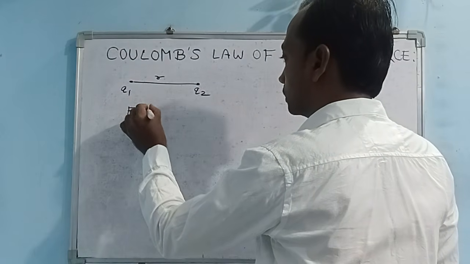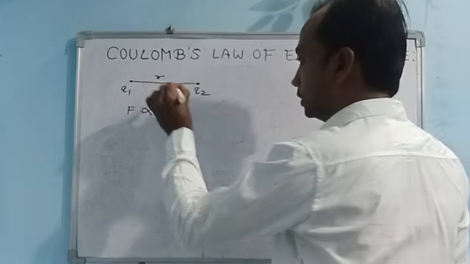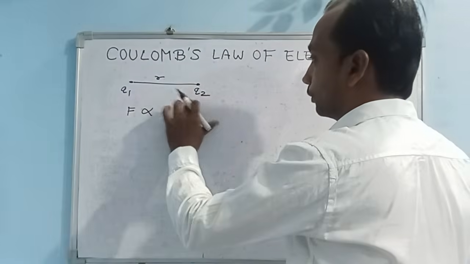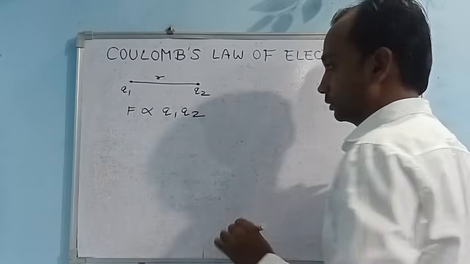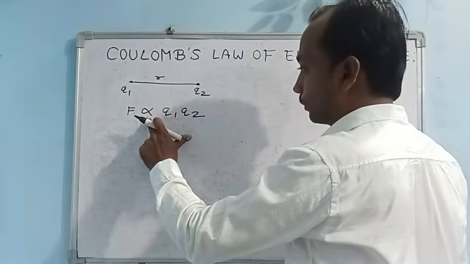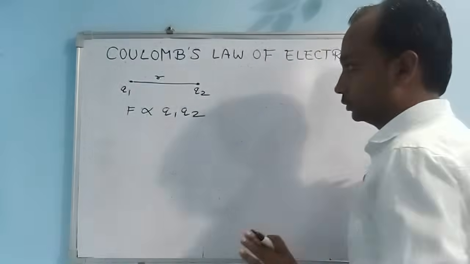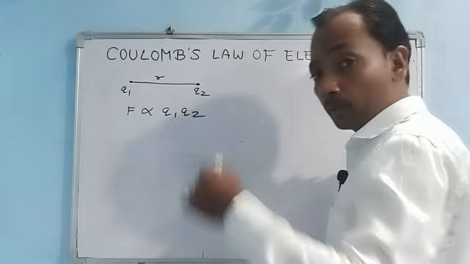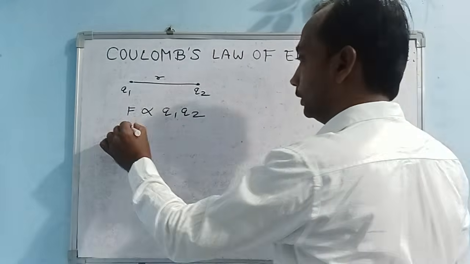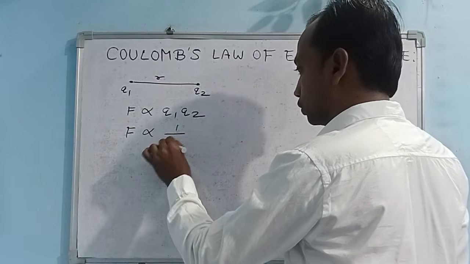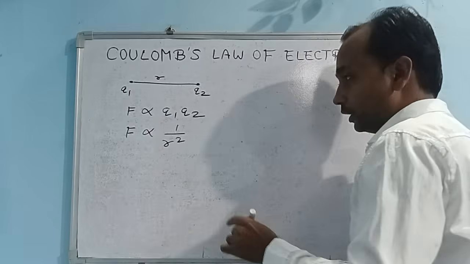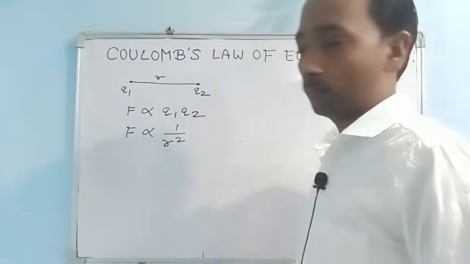the force of repulsion is directly proportional to the product of magnitude of these two charges. Then we can write F is proportional to Q1 into Q2, and inversely proportional to the square of the distance between them. F is inversely proportional to the square of the distance between them. We can write F is inversely proportional to 1 by r square.